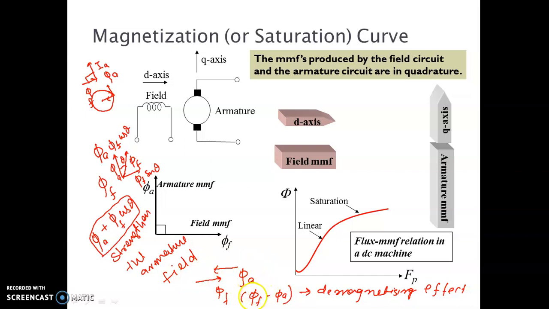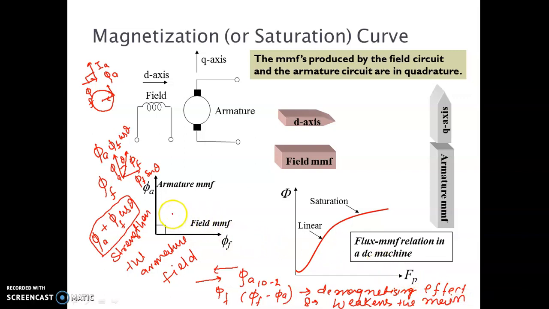Why is it called demagnetizing? Because the field flux is along this direction, and phi A is subtracted from this value. Suppose it is 10 and this is 2, then effectively 10 minus 2 will be 8. So its effect is demagnetizing, meaning the armature field flux weakens the main field.